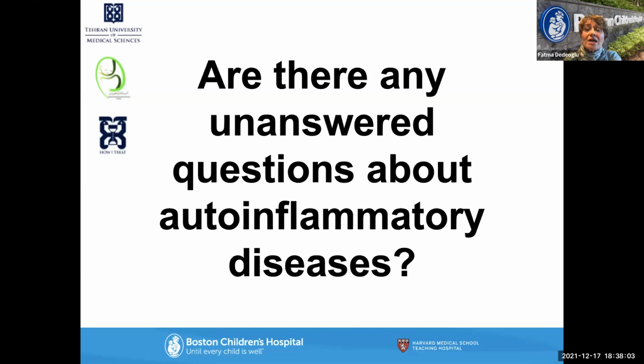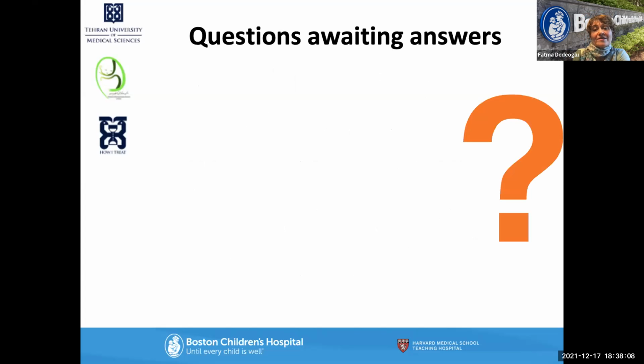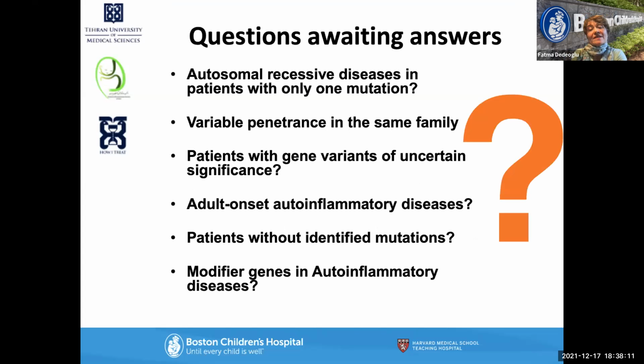Okay, so unanswered questions, sure. Anytime you have something new, there are always unanswered questions. I'm just going to put all of them. There are autosomal recessive diseases, with one mutation with symptoms, variable penetrance in the family. What is the role of other modifier genes? And adult onset forms of autoinflammatory diseases, as we know, somatic mutations happen over time, and adults can present. So that's why it's important to think about these diseases in adults as well, and modifier genes.